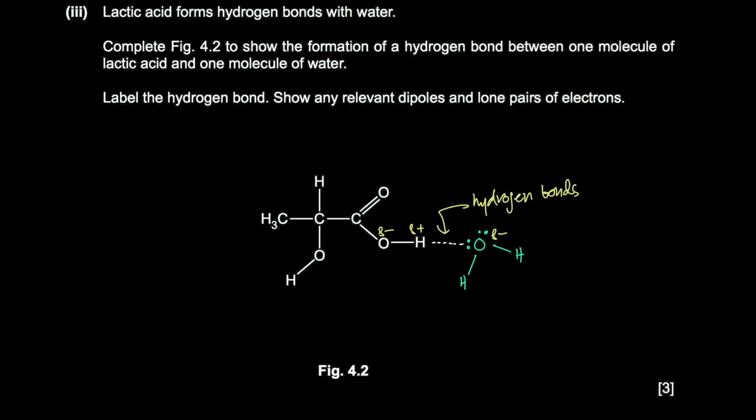Now again, I should clarify that this hydrogen bond should be shown in a straight line with this covalent bond. The hydrogen bond has to be shown from the lone pair of the oxygen to the hydrogen. And you have to show the partial charges on the hydrogen and the 2 oxygens either side.